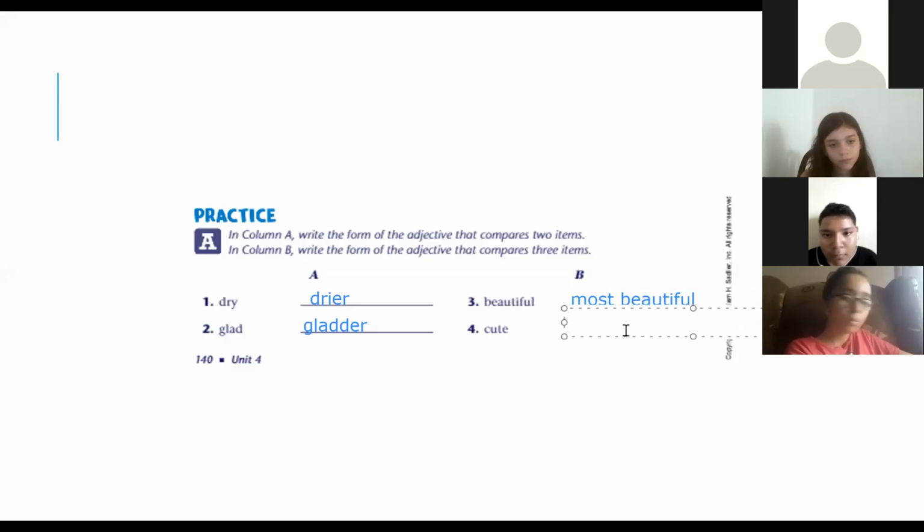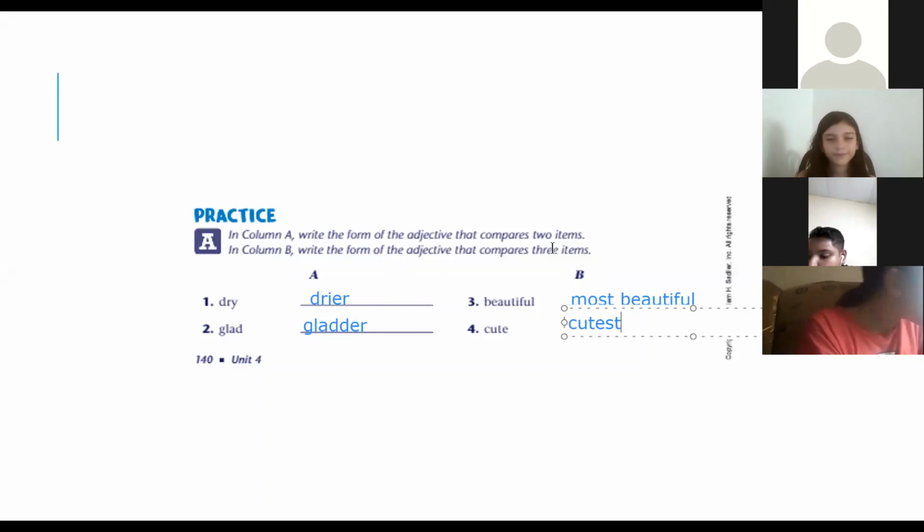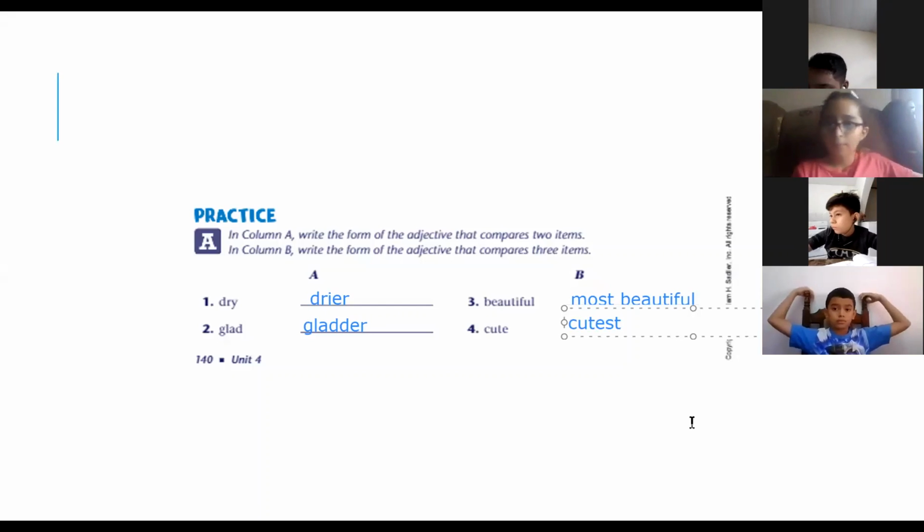And for example, number 4. Cuter. Cutest. Remember, in column A were the words comparing 2 items, and in column B were the ones comparing 3 items. Okay?